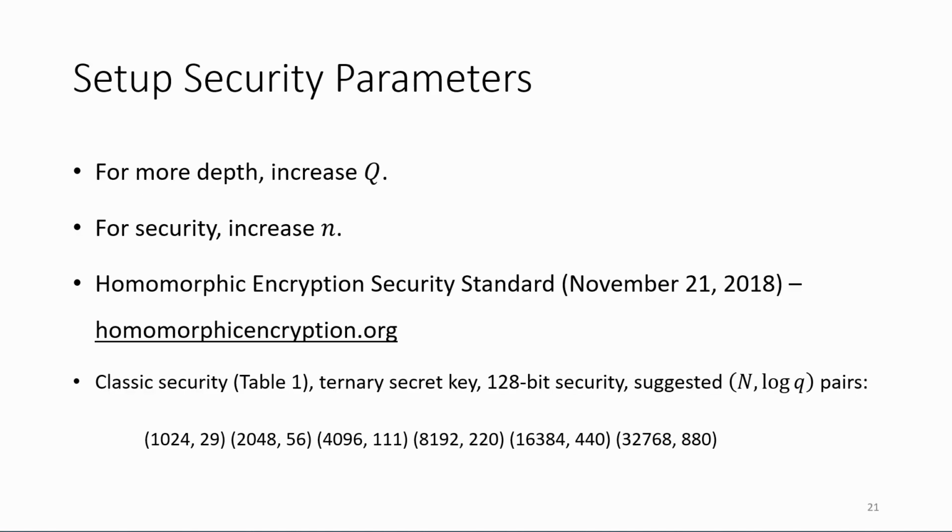So how to set up these security parameters? We are going back to the beginning. If you want more depth, you should increase Q because you need to draw the plain text, or the ceiling, away from the noise. So you increase the vertical space by increasing Q. Is there a way to find the minimum Q that I need? Usually it requires some attempts. It's hard to just calculate the minimum Q.